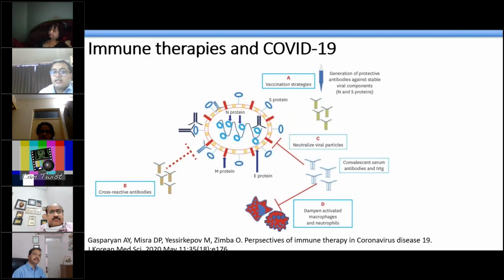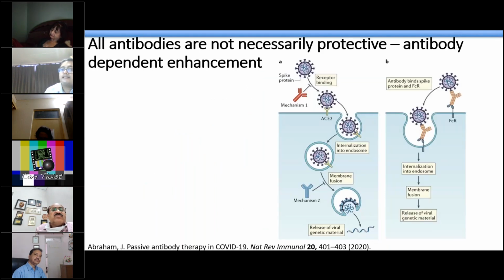Finally, coming to immune therapies, this treatment with convalescent serum has received a lot of attention. What it does is it neutralizes viral particles. Particularly, the nucleic acid and the spike protein are less mutagenic, and hence these are targets for future vaccines, because the other two proteins that form part of the structure, the M and the E protein, are highly prone to mutate.